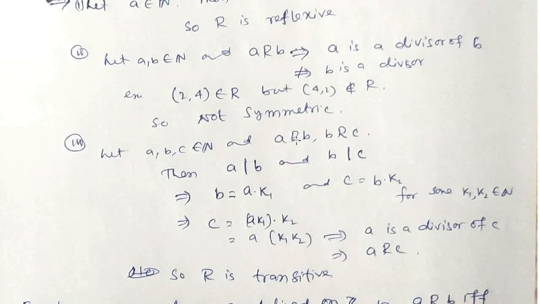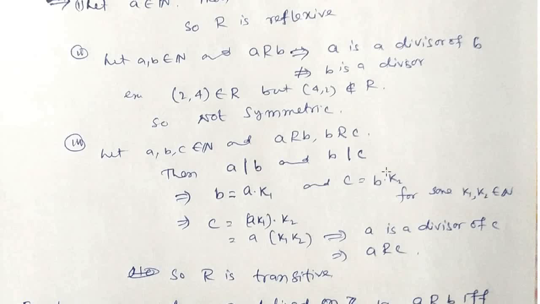Let A be related to B. In other words, (A, B) belongs to R and (B, C) belongs to R. That is, A is a divisor of B and B is a divisor of C. That is, we can write B is A into some K1, and C is B into K2, for some K1, K2 belonging to the natural numbers.